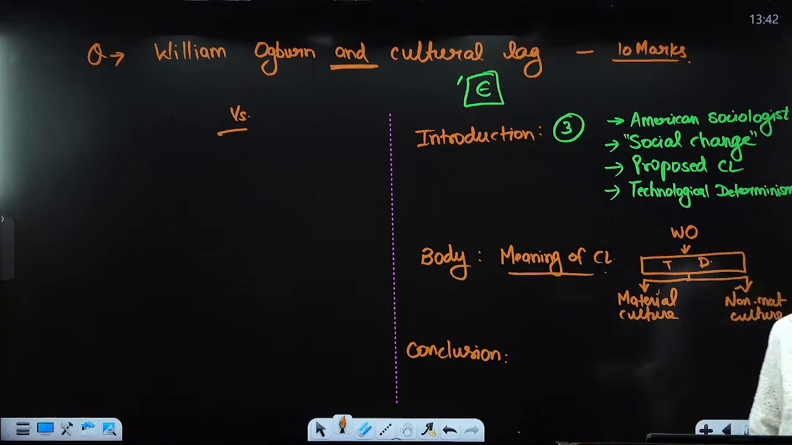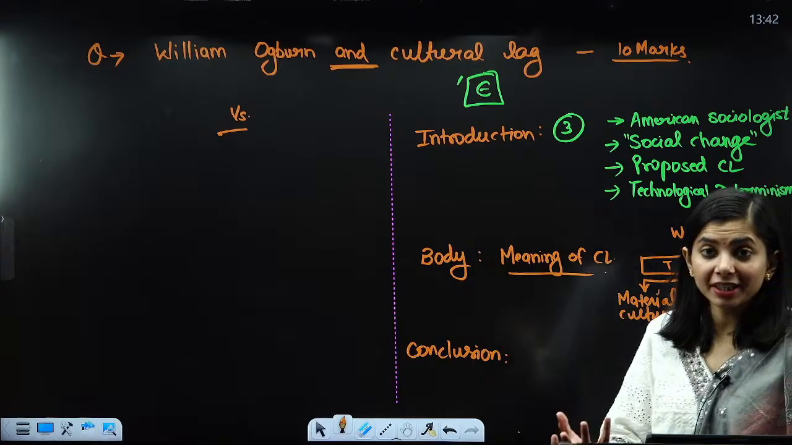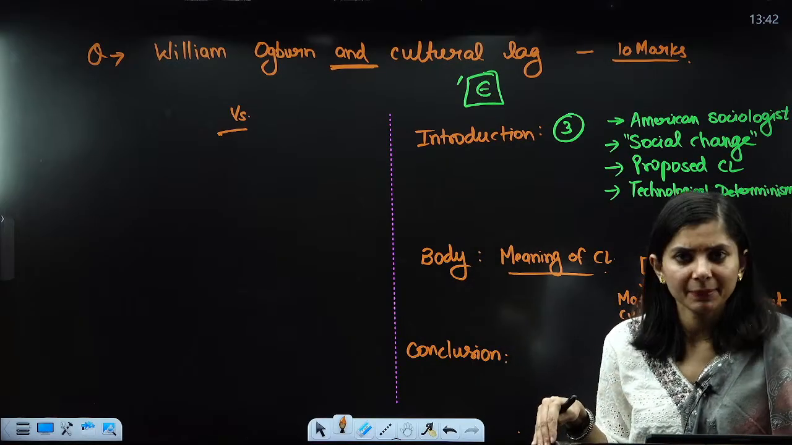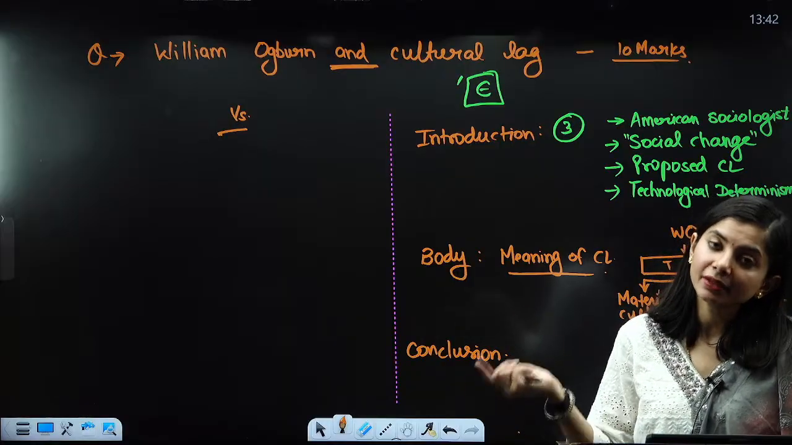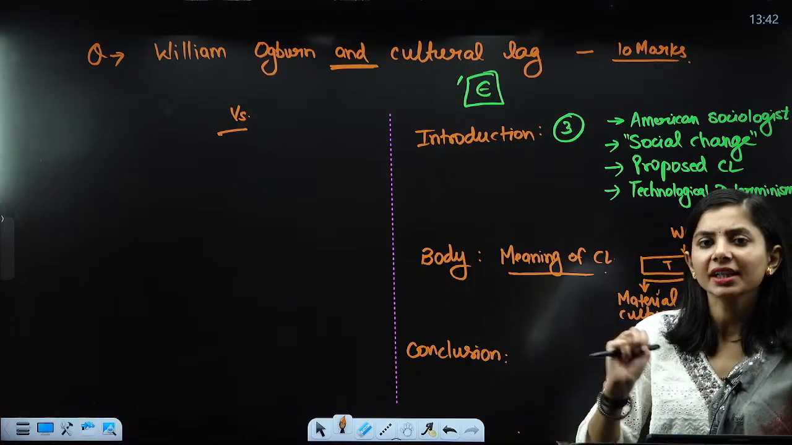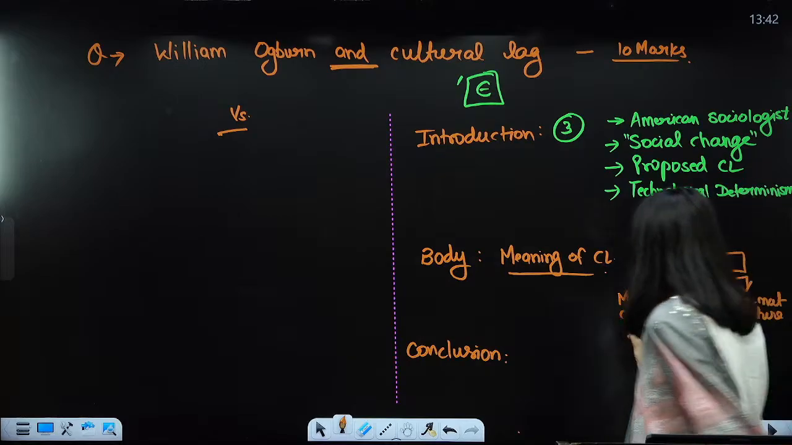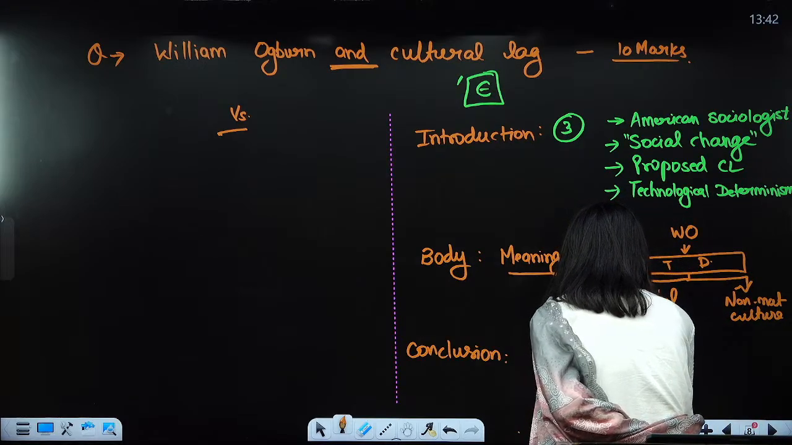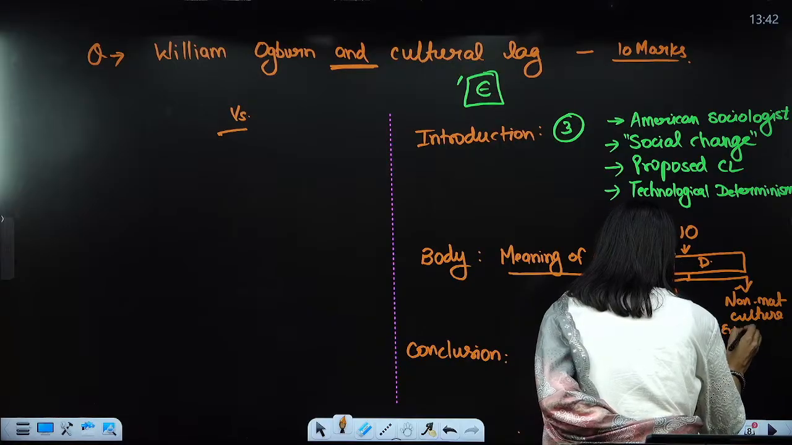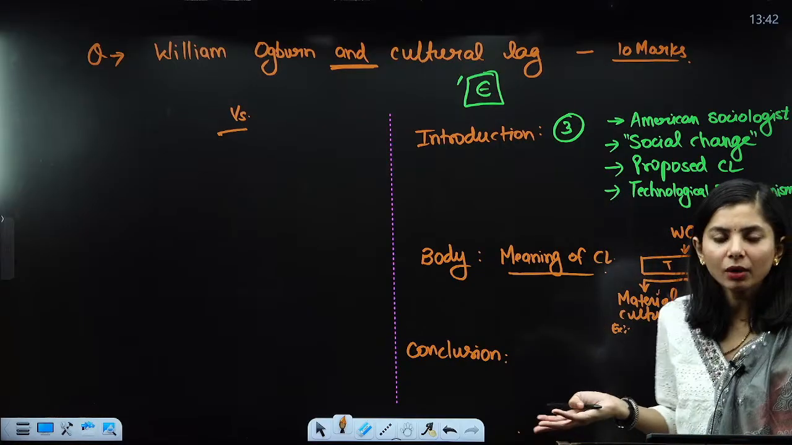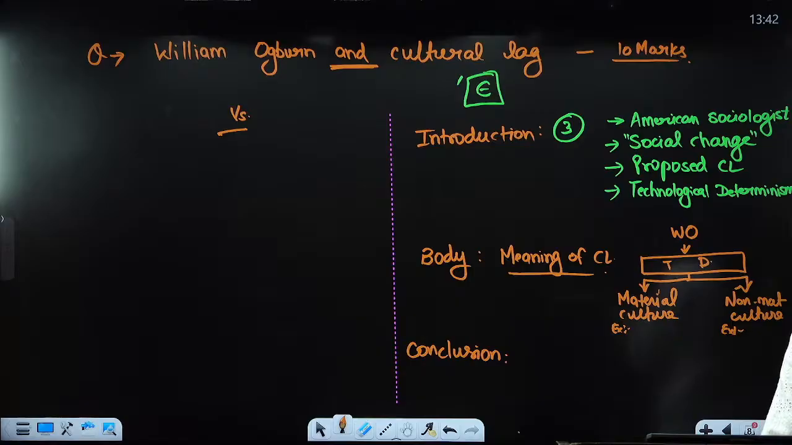In the material culture we are talking about technology, we are talking about machines, and this is something which is changing rapidly, whereas in the non-material culture we are talking about values and norms, and they are not changing rapidly. They will take time because they involve emotions and emotional intelligence. So we are going to write down the examples here. That's how you would be writing about the material culture and all.